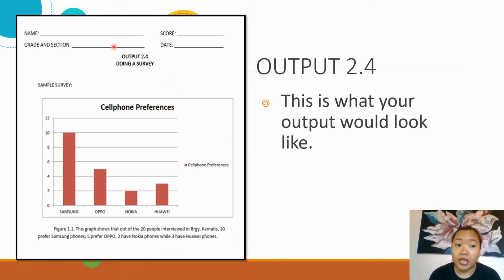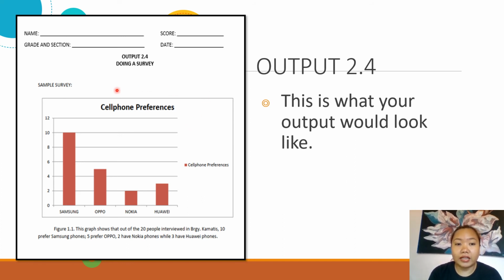So, you have your name, of course, your section, your score, and the date when you submitted it. Title, no? Output 2.4, Doing a Survey. This is just a sample. It should not be copied, right? So, once you've done your survey, it should look like this. So, it depends. In this example, I chose a bar graph.